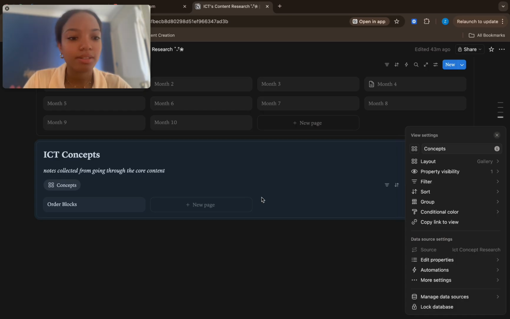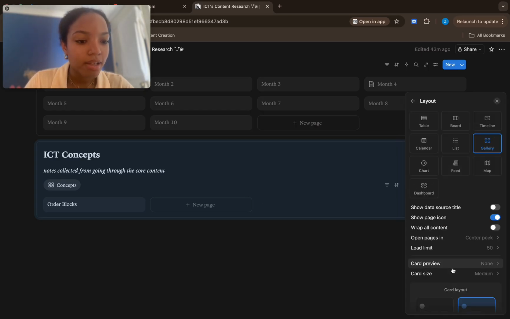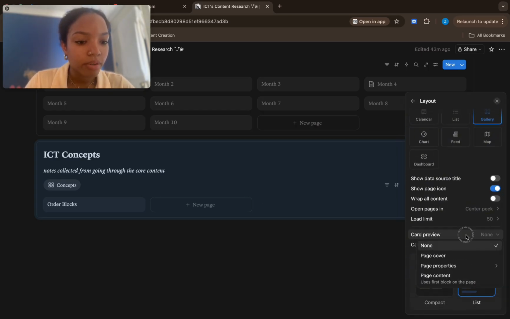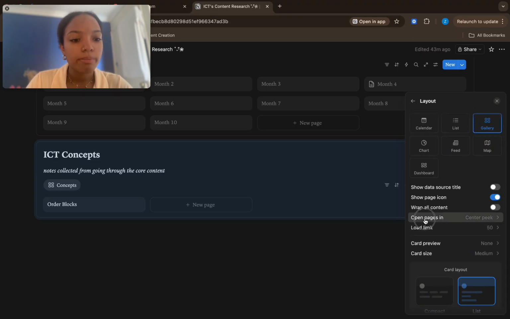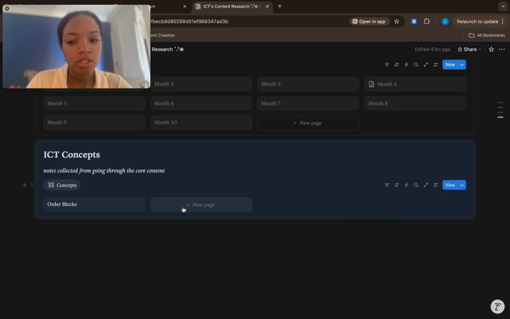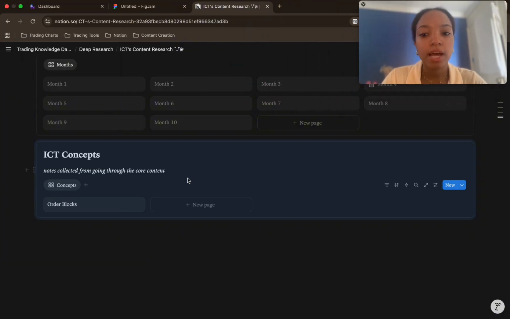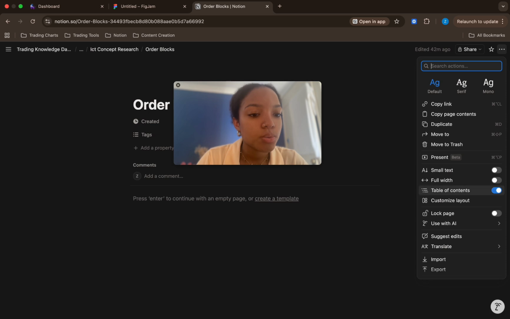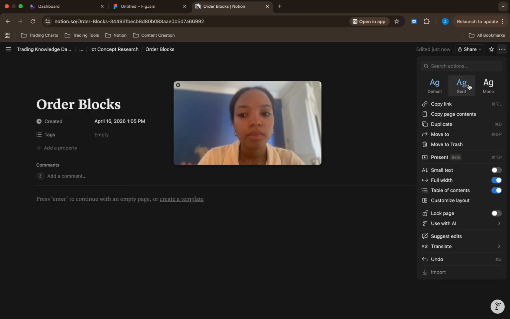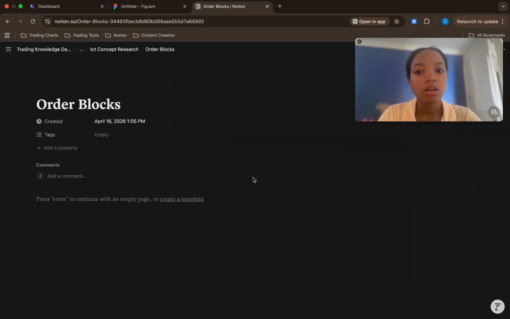I don't know if you guys want this little mini story, but you go layout, and then you go card preview. Oh, where is it? Open pages in full page is what we want. So we want to open it up and for it to have its own page. So that's opened up to its full page, and then what we want to do is we want to come here and make it full width and make it match what I already had on this thing.